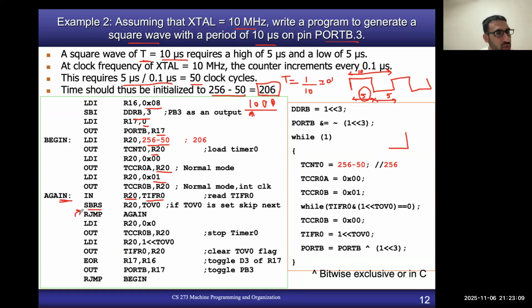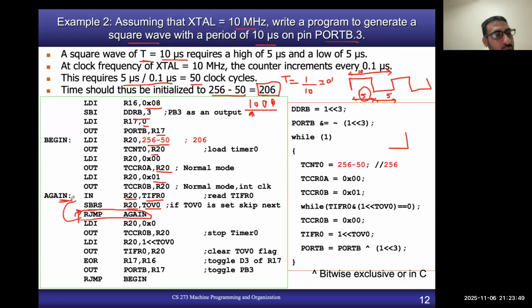What is the SBRS instruction? It is just like the SBIS instruction. SBIS means skip if the IO bit is set, and SBRS is skip if the register bit is set, right? So we are saying look at the 0th bit of the R20 register, and if it is set, then skip the next instruction, this RJMP. But remember, R20 has the copied value of TIFR0, so effectively it is the TIFR0. So if the flag is set, we will skip the next instruction.